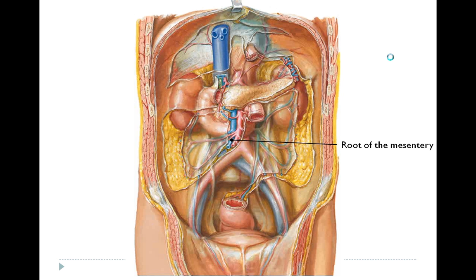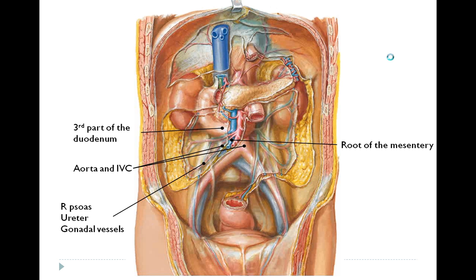The root of the mesentery extends across the posterior abdominal wall from the duodenojejunal flexure across the third part of the duodenum, then across the aorta and the inferior vena cava, and then across the front of the right psoas muscle with the ureter and the right gonadal vessels which lie in front of it.